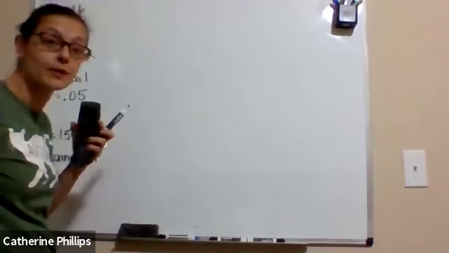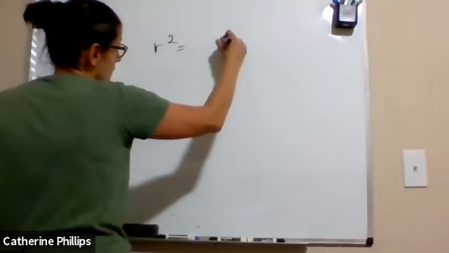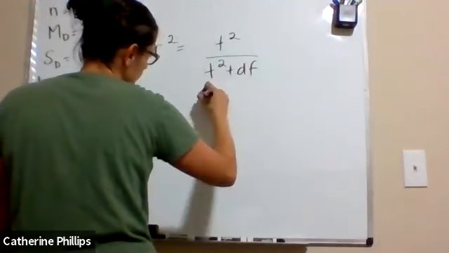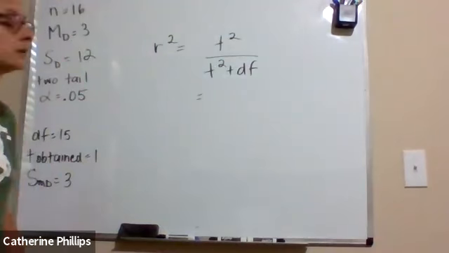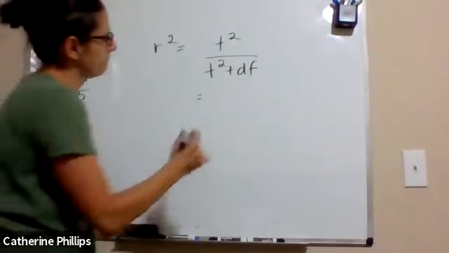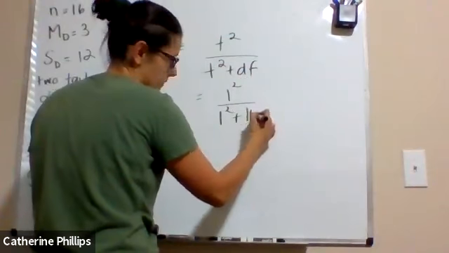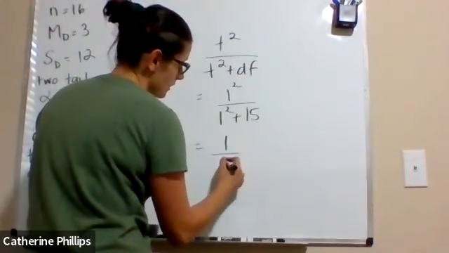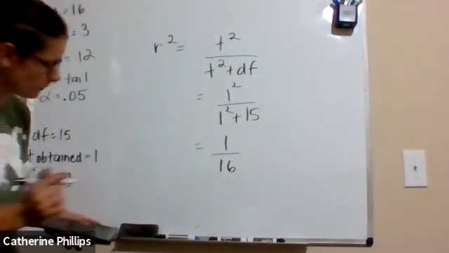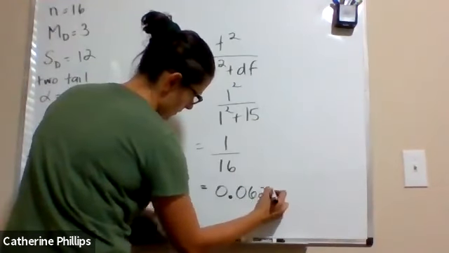The comparisons are easier when everything's still on the board. R squared is t squared divided by t squared plus your degrees of freedom. When the standard deviation was 12, t was 1. So 1 squared divided by 1 squared plus our degrees of freedom, which stayed the same at 15. So 1 divided by 16 is 0.0625.